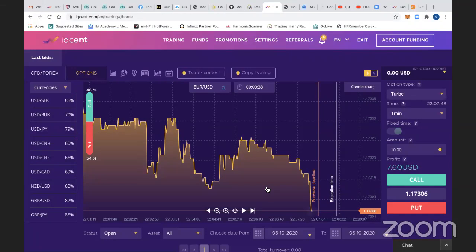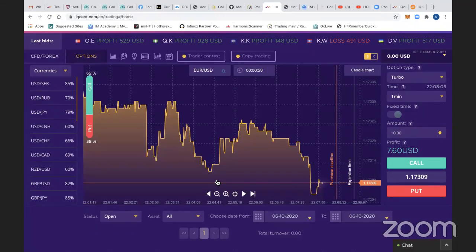So let's say I want to trade GBP USD right now, or GBP JPY. So this is GBP JPY. Now, the first thing is the currency pair. The second thing you want to pay attention to is the timing.